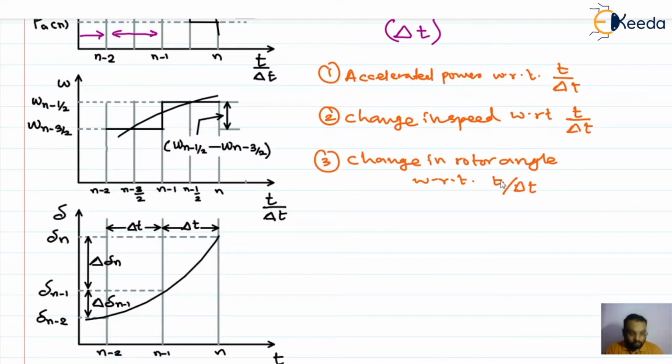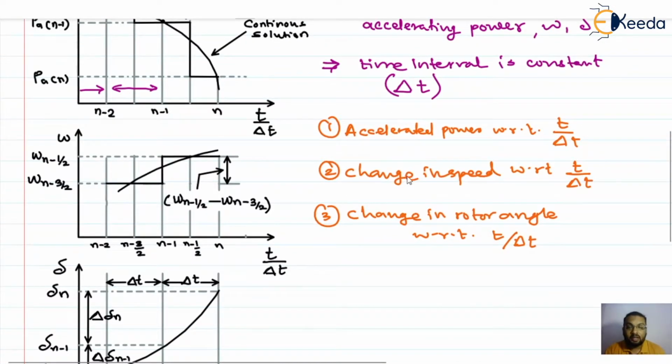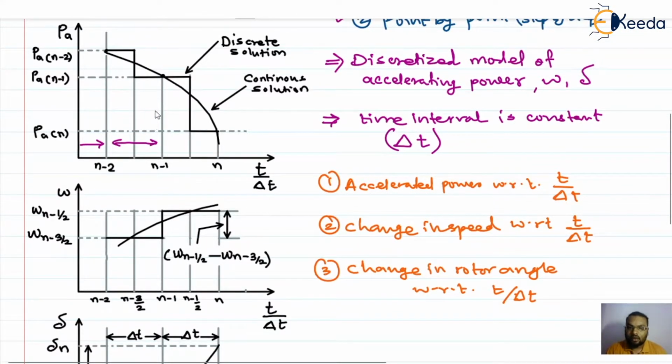Okay, see, whenever there is an accelerating power, definitely the speed will change, and when the speed changes, the rotor angle will change. So we are considering here that the accelerating power will be there, because whenever a disturbance occurs, accelerating power will be there. Depending upon the value of the accelerating power, there will be a change in the speed, and correspondingly there will be a change in the rotor angle. So that graph we are taking here.